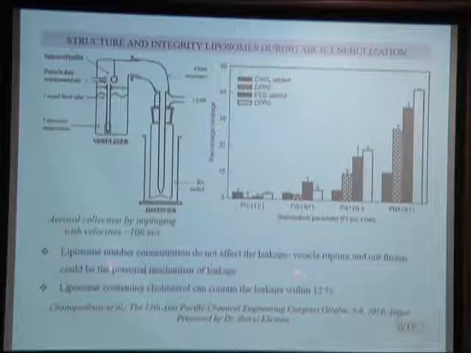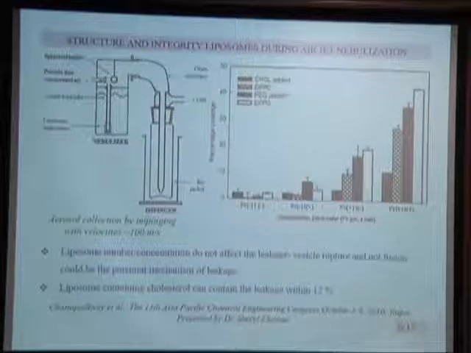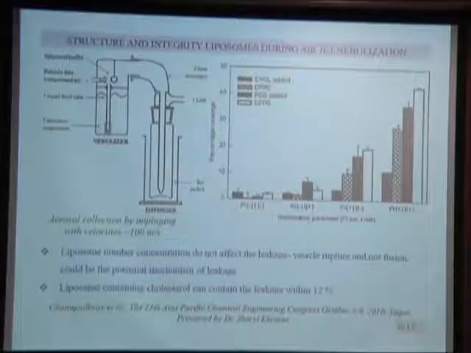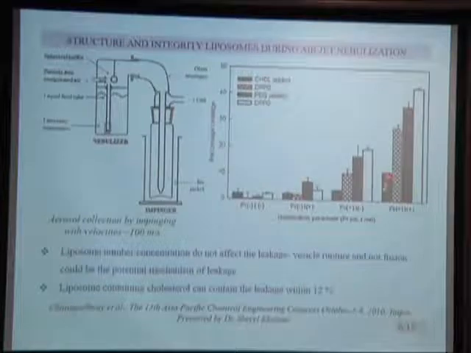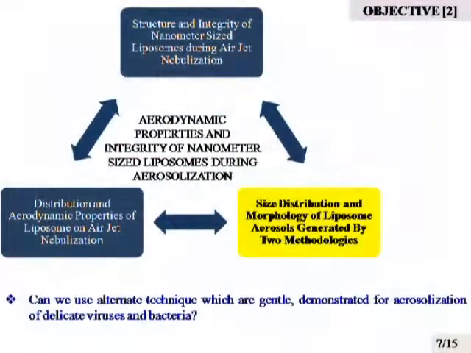So we observe that we have taken this for one concentration. If we increase the liposome number concentration, the leakage pattern essentially remains the same, which gives us a partial conclusion that vesicle rupture and not fusion could be a potential mechanism of leakage. And you can also observe when we add cholesterol, the leakage is contained within 12%, even at high conditions. So it gives us a conclusion, which is of course known in other literature for micrometer size vesicle, that cholesterol addition can minimize the leakage.